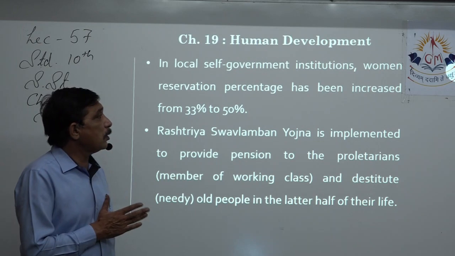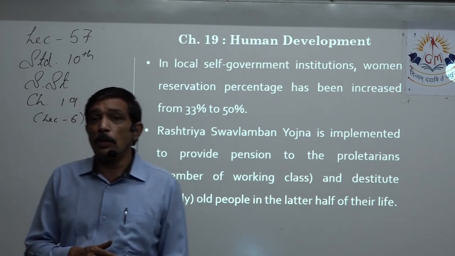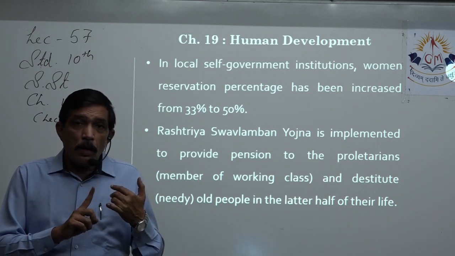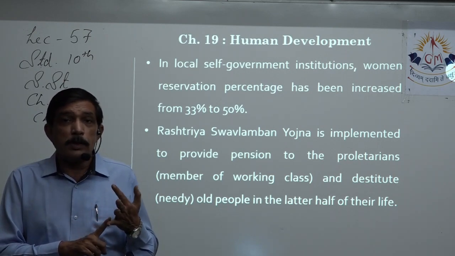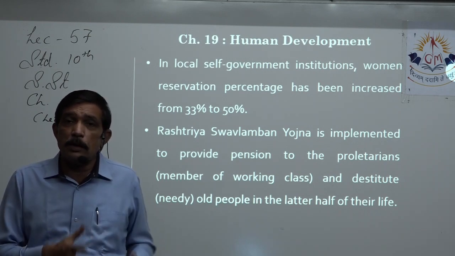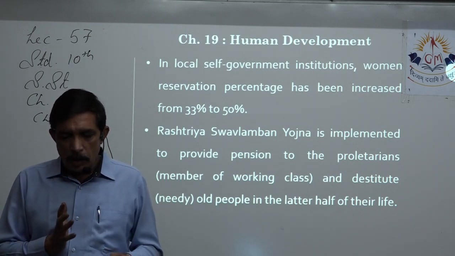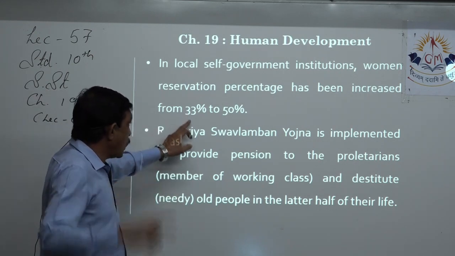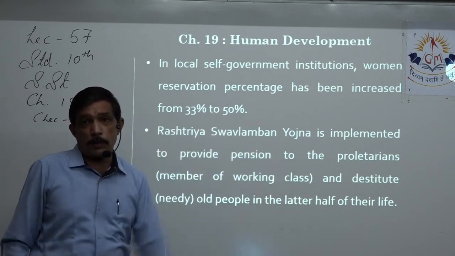In local self-government institutions, that is village panchayat, taluka panchayat, district panchayat, or municipal corporations and municipality, these are the local self-government bodies we are talking about. Women reservation percentage has been increased from, again very important, 33 to 50%.